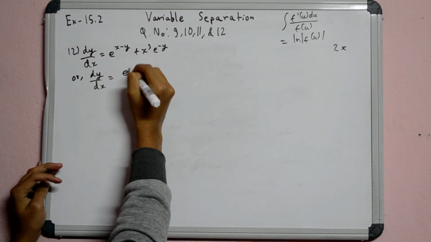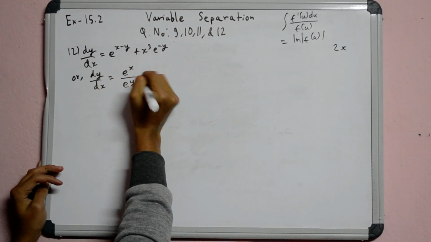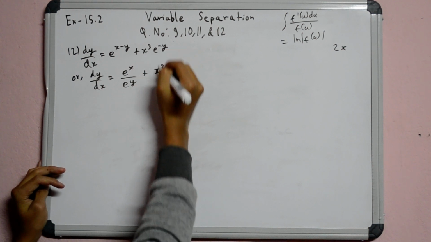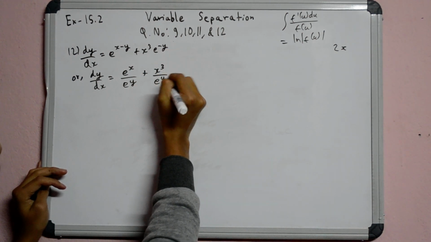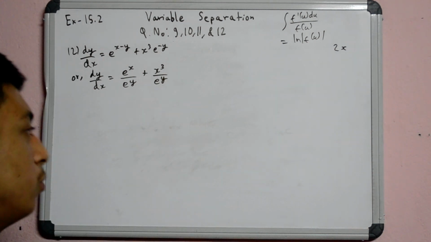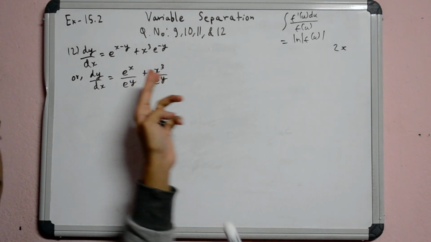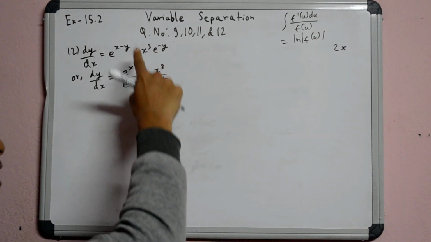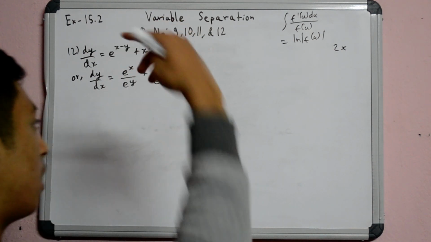So this becomes e to the power x divided by e to the power y, and similarly this becomes x cubed by e to the power y. Now we can do algebra, and in the next step show that this becomes e to the power x plus x cubed by e to the power y.